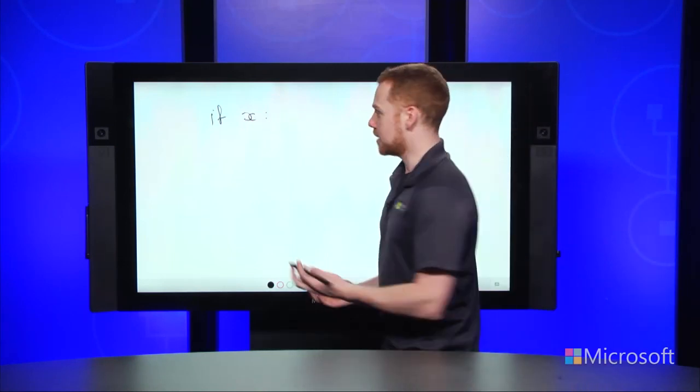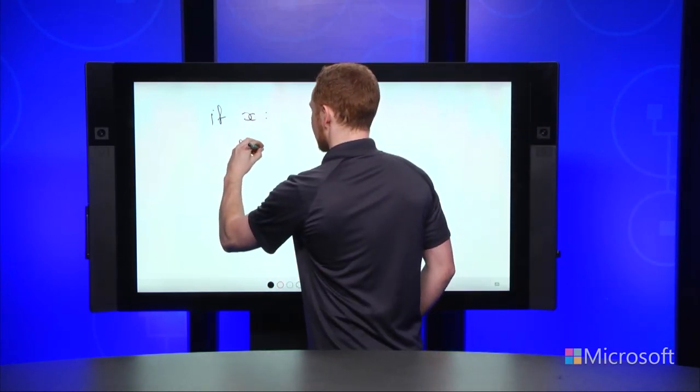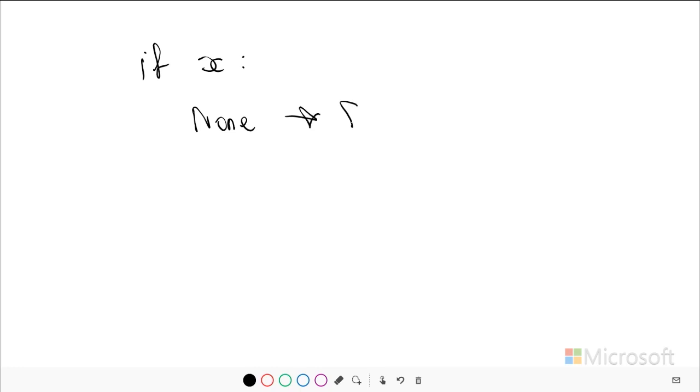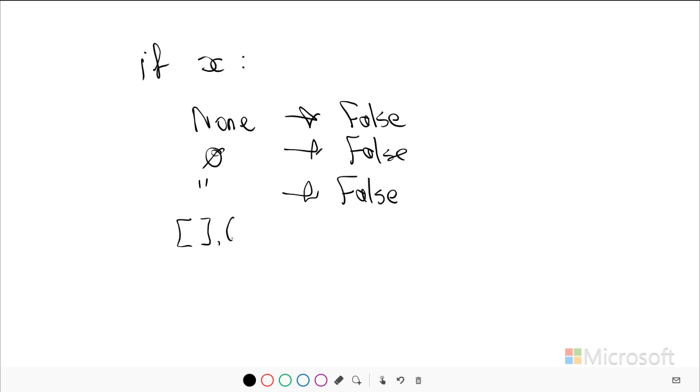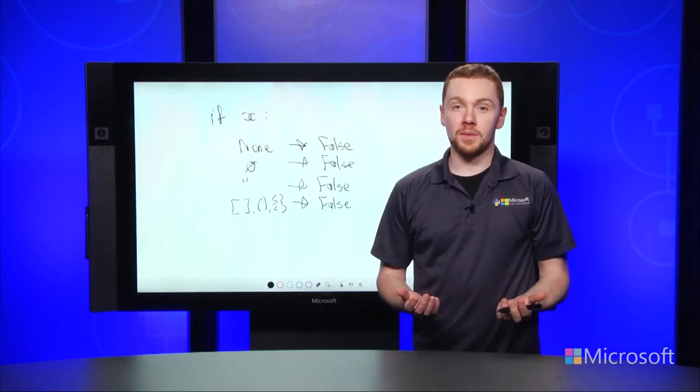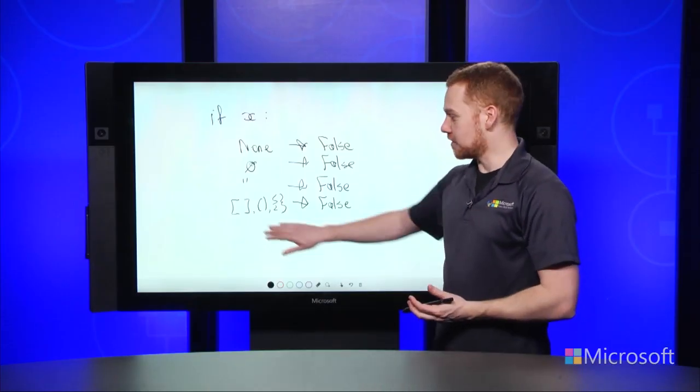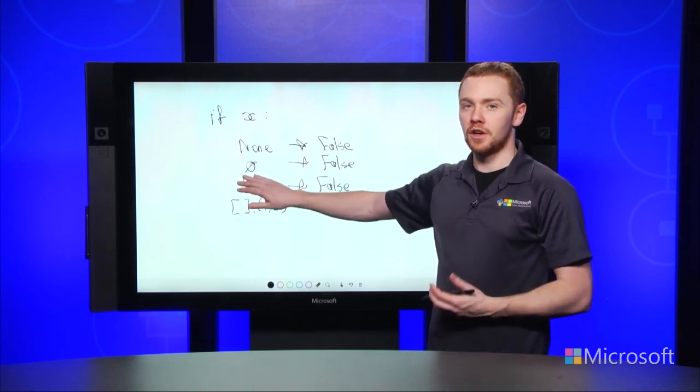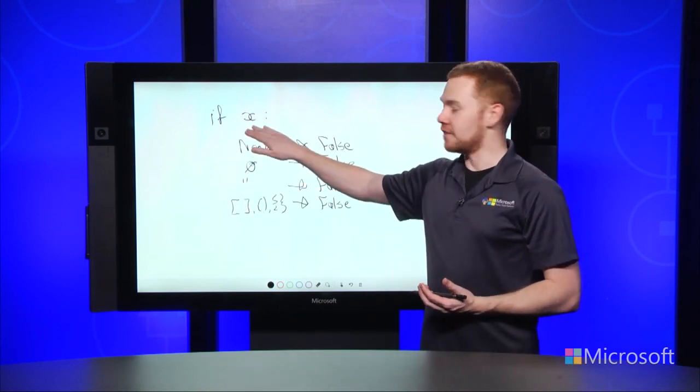Most objects are true by default. The exceptions are None, which is always going to be false, 0, which is always going to be false, an empty string, which is false, and any empty collection. So an empty list, an empty tuple, an empty dictionary, an empty set is also going to be false. This means that you can check for things like a zero-length string.